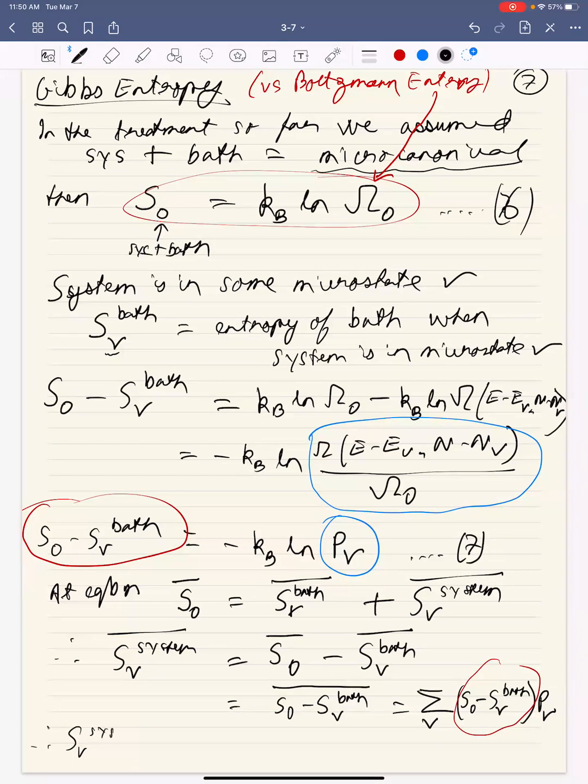Therefore, S nu system bar is equal to summation over nu. What is S naught minus S nu bath? That is minus kB ln P nu multiplied by this P nu. So that is equal to minus kB summation over all microstates P nu ln P nu. Or the average entropy of the system is minus kB summation over every microstate of P nu log P nu. And this average entropy is known as the Gibbs entropy.